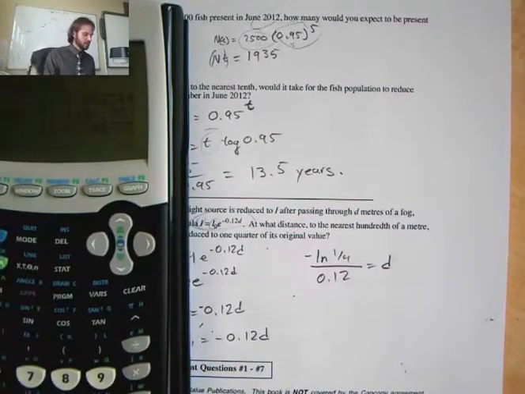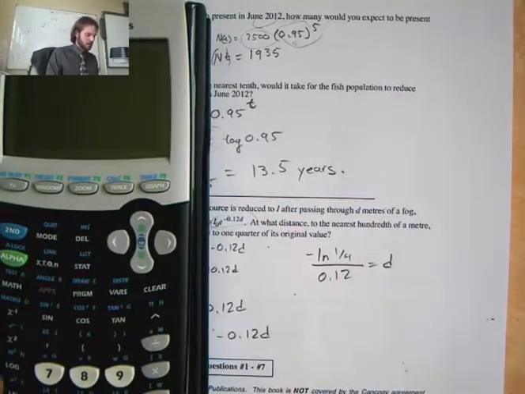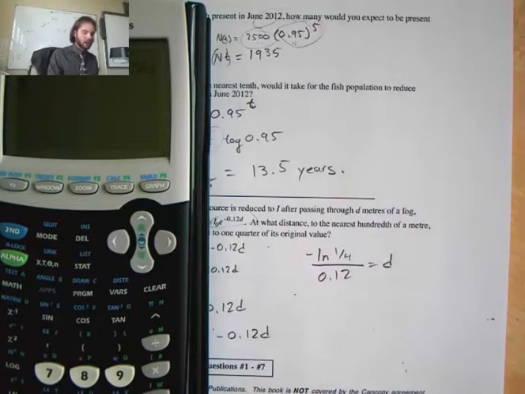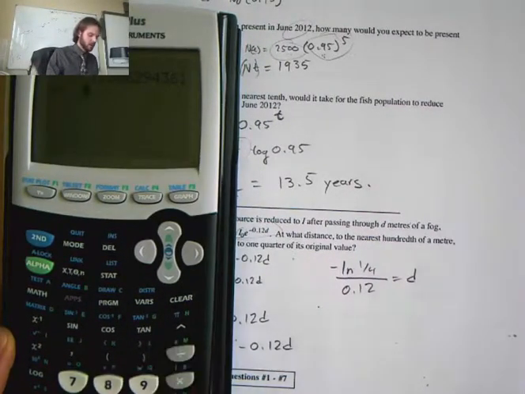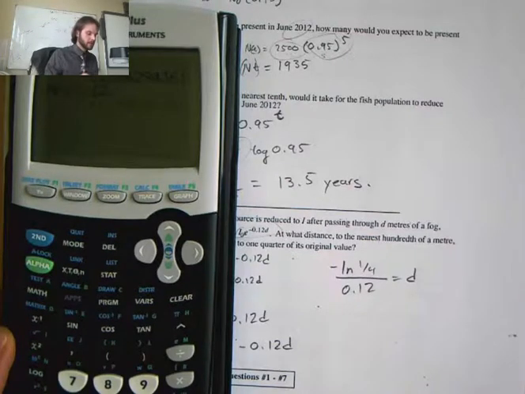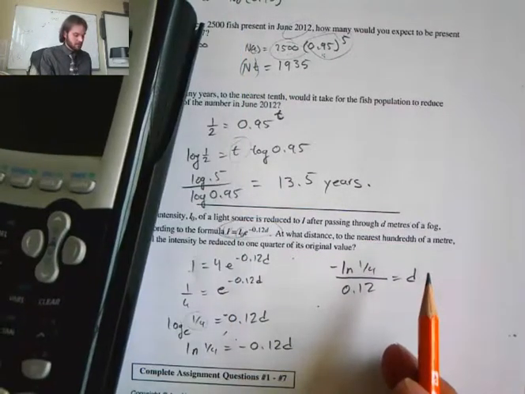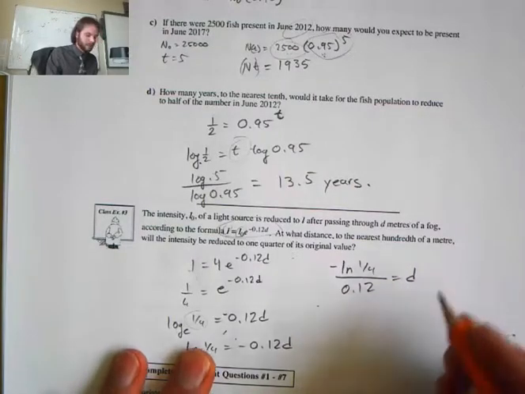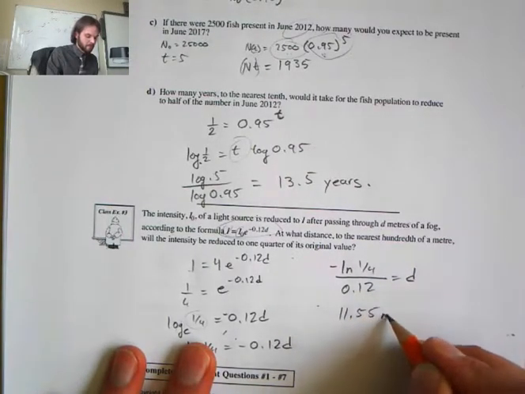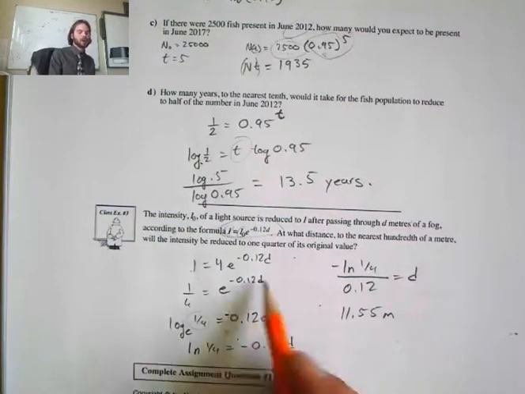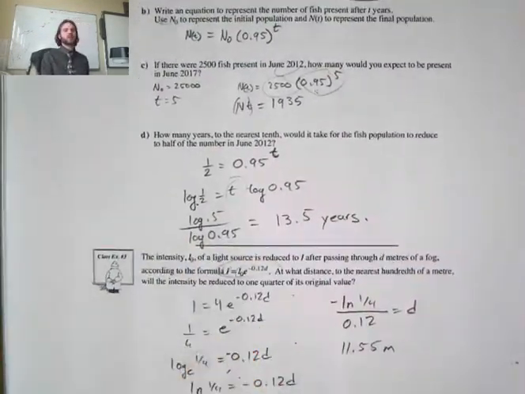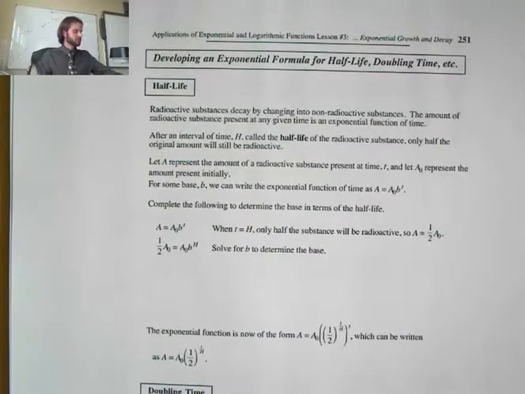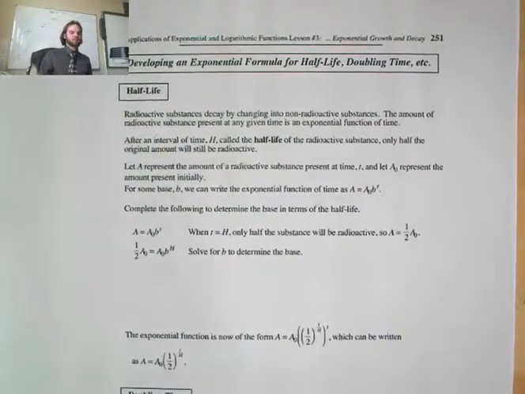Let's plug that in. So here we go. Negative log 1 divided by 4, or 0.25. And what are we going to do? Divide that by 0.12. And I'm going to end up getting 11.55. Okay? So to the nearest hundredth of a meter, that's 11.55 meters. All right? So this one here, I use my log formula. This one here, I log both sides. This one, I use my log identity to convert. And it was in base e, so then I just put it in natural log.